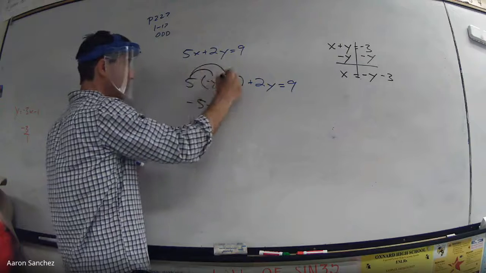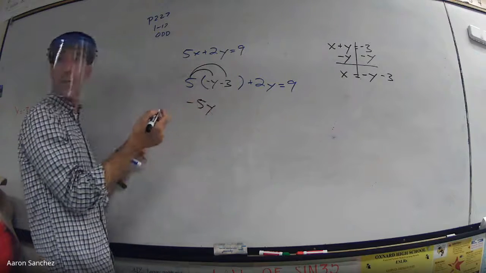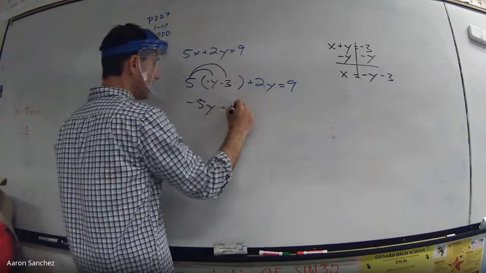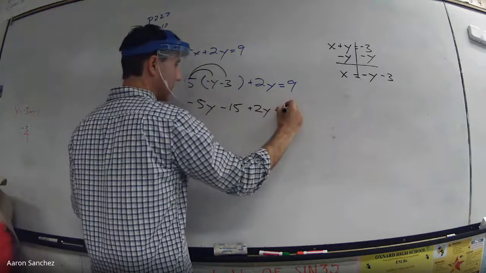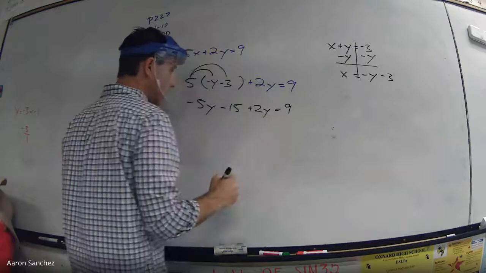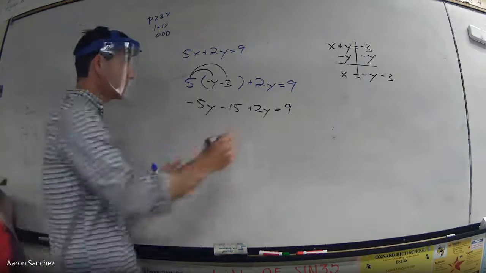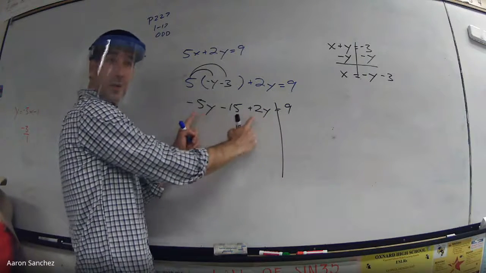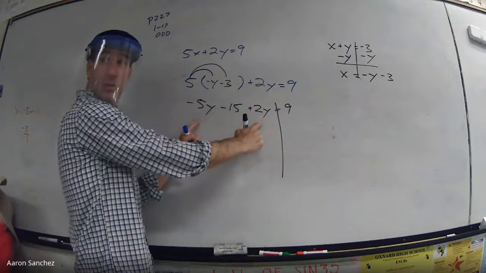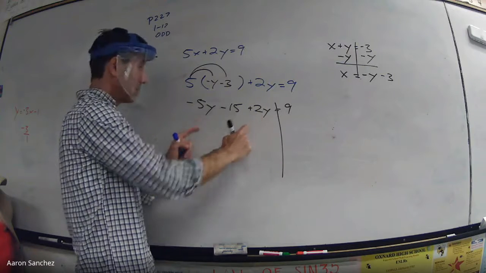And then 5 times negative 3, Edgar, did you figure out what it was? Negative 15. Minus 15, and then we put our plus 2y, right? Everything else is the same. Now, because these are on the same side of the equal sign, I can combine these together, right? The negative 5y and the 2y. What would negative 5y plus 2y be?